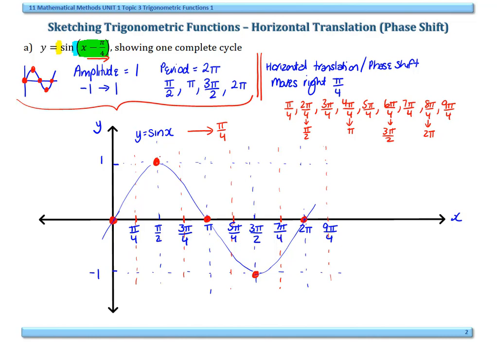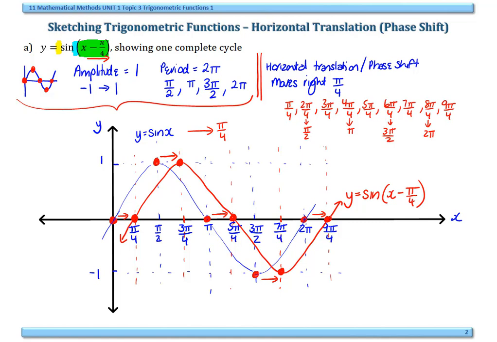Translate each of the dots to the right pi on 4. So each of those basic dots you had before is going to move to the right pi on 4. Join your new dots. I'm just going to extend this line down a bit, put an arrow, and label y equals sine x minus pi on 4. Now, it does just say showing one complete cycle, which we've done.